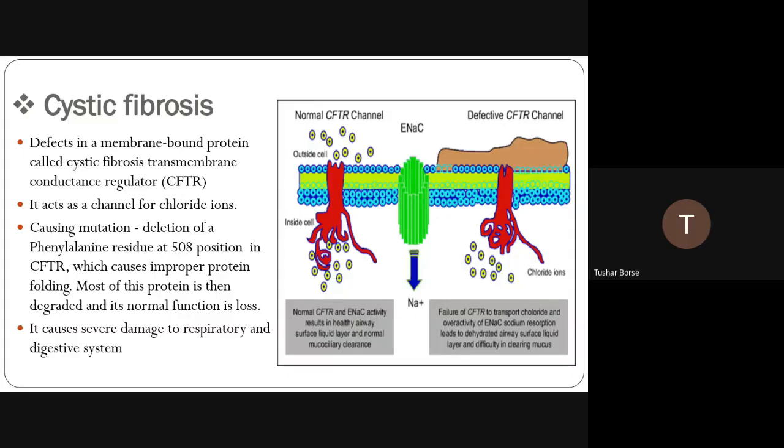You can see in the image what happens in a normal CFTR channel. There is a chloride ion exchange, but if there is a defect in the CFTR channel, there is no exchange of chloride ions.